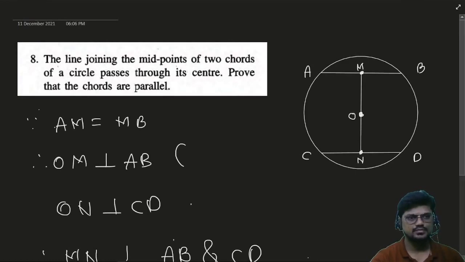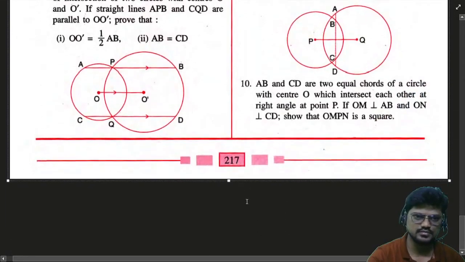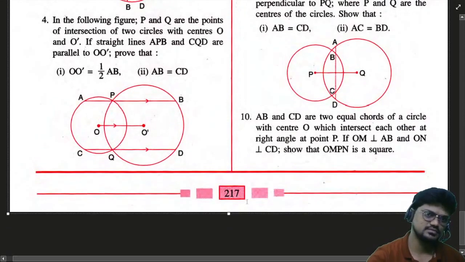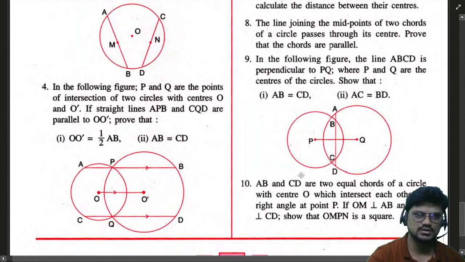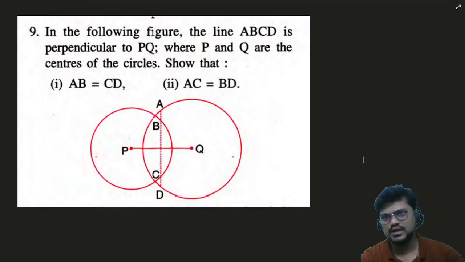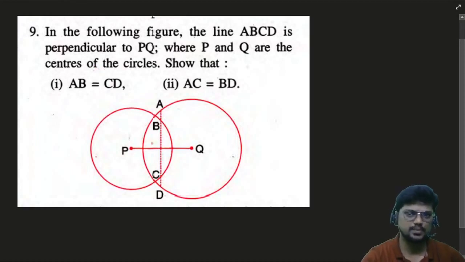Yes, sir. Next. The eighth one we have done. Now the next is the ninth. In the following figure, the line ABCD is perpendicular to PQ. That means this is perpendicular, where P and Q are the centers of the circles. Show that AB is equal to CD.